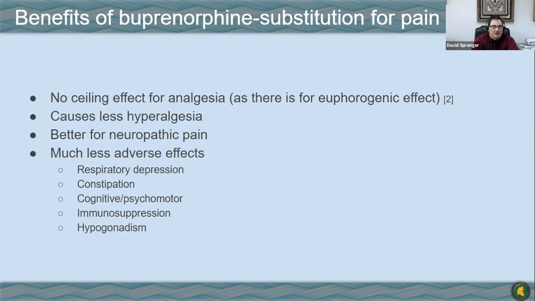There's a lot less cognitive psychomotor impairment with buprenorphine, less immunosuppression, and less hypogonadism. And that's an important thing to discuss with all your patients, but particularly some of your young male patients. That may be very compelling for them.